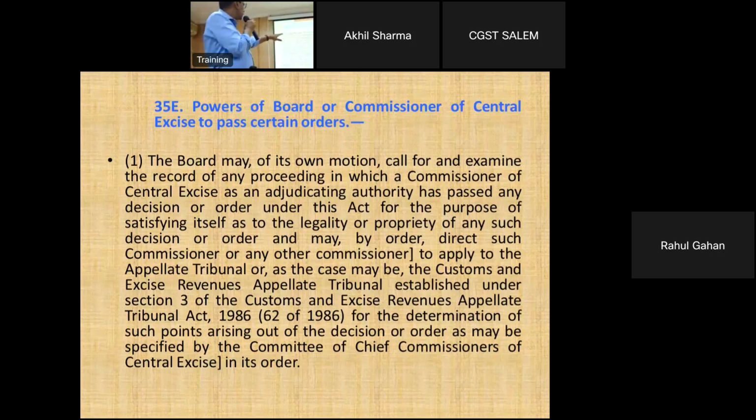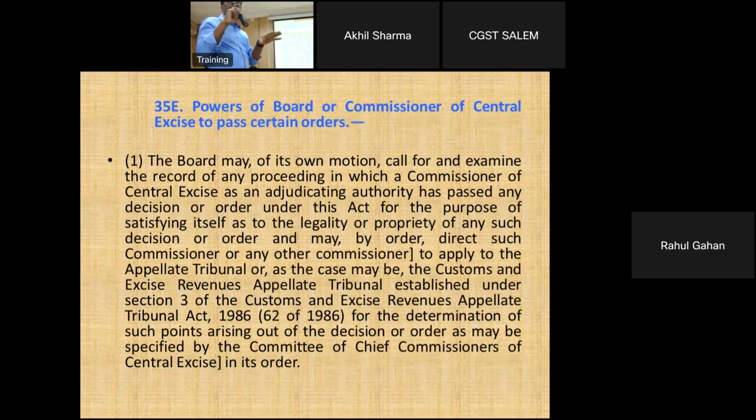Direct appeal. Any other commission to apply to the appellate tribunal. This is the order of commission appeals. If this is the order of adjudicating authority, it will go to commission appeals. If it is commission appeals order, it will go to the tribunal. Tribunal says that for commissioner, there is only one commissioner. There was no joint commissioner previously. Still there is none.